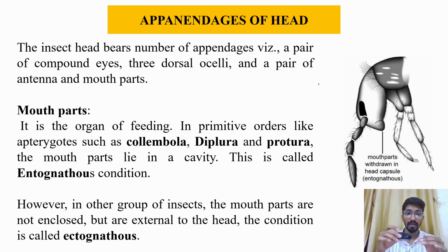In higher orders, a higher group of insects, these mouth parts are not enclosed, where these mouth parts are external to the body, as an extension part of the head, where the mouth parts are present external to the head. This condition is called ectognathous mouth parts. You can see this is an entognathous type of mouth parts, where the mouth parts lie within the body cavity, not external to the body, but within the body cavity.